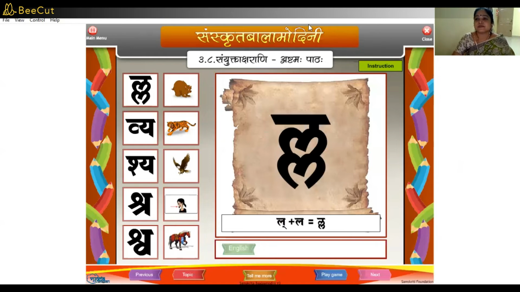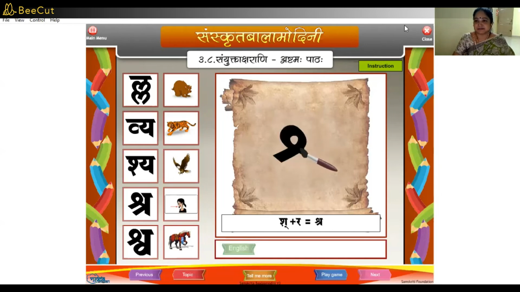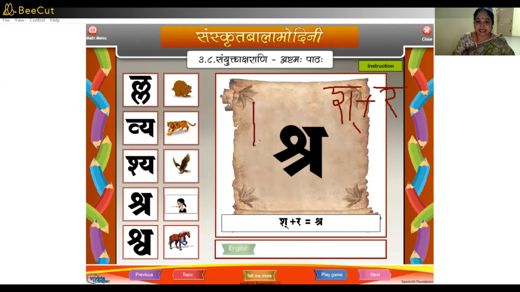Then next, shra. Ish plus Ra. Ma'am, for Ra, Garva. Ish plus Ra, shra. First write a line like this. Then shra.